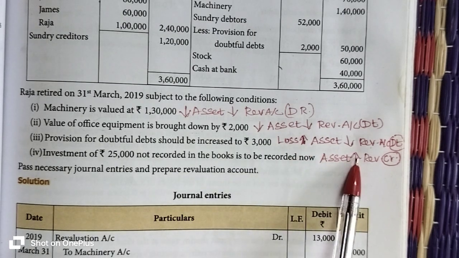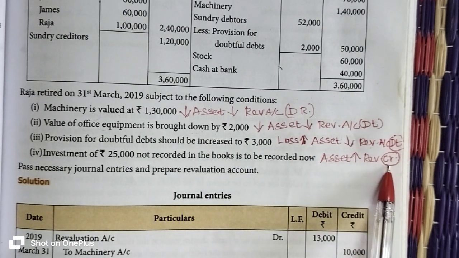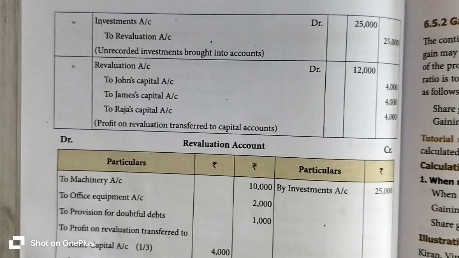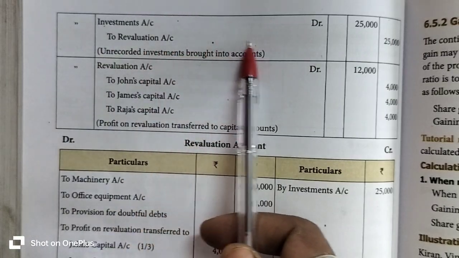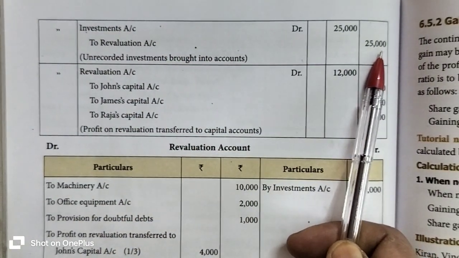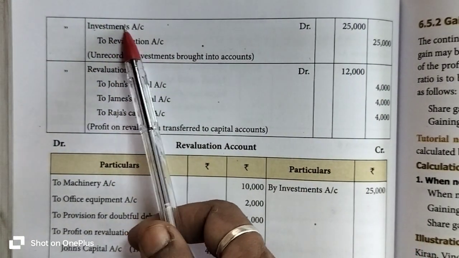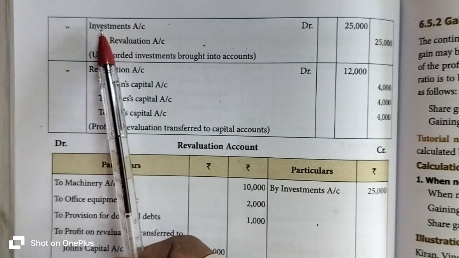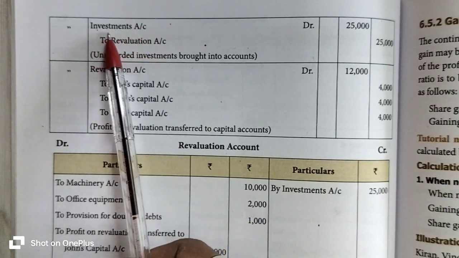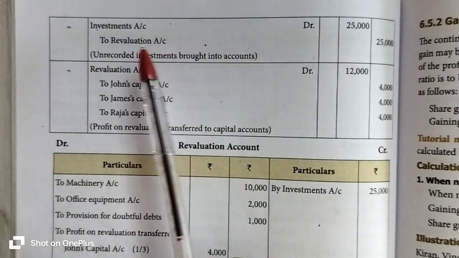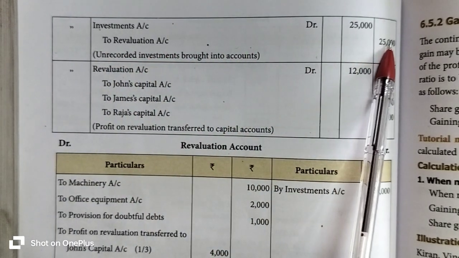Whenever an asset account increases, the revaluation account is to be credited as per the format. Revaluation account is to be credited. So, what is the journal entry? Revaluation account is to be credited 25,000 rupees. Which account is to be debited? The concerned asset account is to be debited. Which is the concerned account? Investment account. So, investment account debtor 25,000 rupees to revaluation account 25,000.